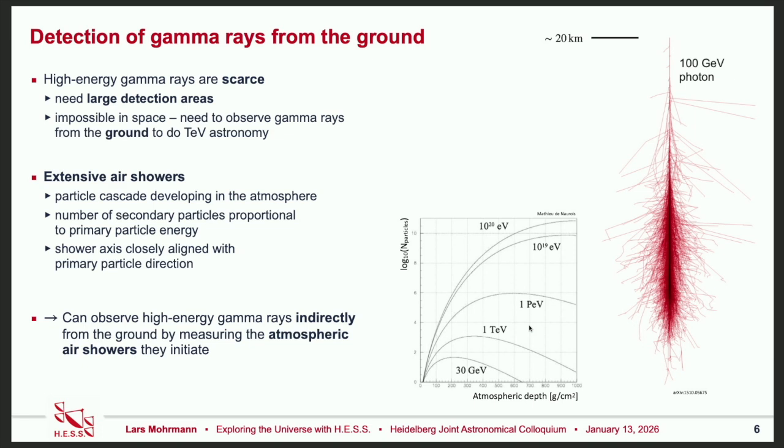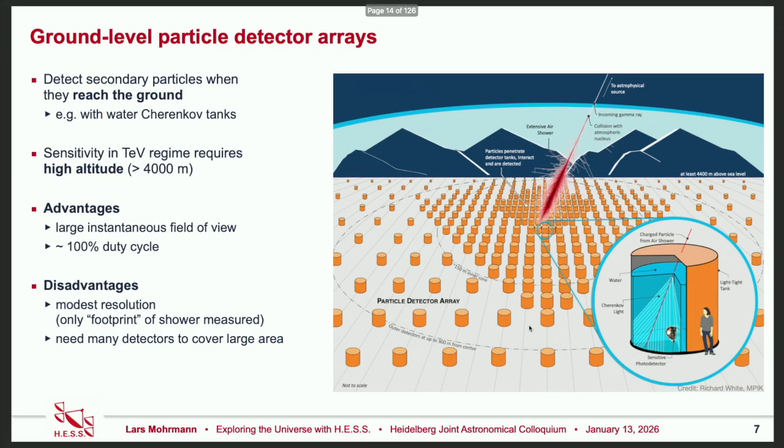So that's the task then, to observe this particle shower. And there's two main ways of doing that. One way, relatively straightforward, is you just try to measure those particles as they reach the ground. So that's the approach of ground-level particle detector arrays. In this example, this is done using these so-called water Cherenkov tanks, where the particles go through the water in the tank, they emit Cherenkov light, and you detect that. If you want to be sensitive in the TeV energy regime, you need to go relatively high up on a mountain to do this, so something like above 4 kilometers altitude, because otherwise the shower will have died out before it reaches the ground.